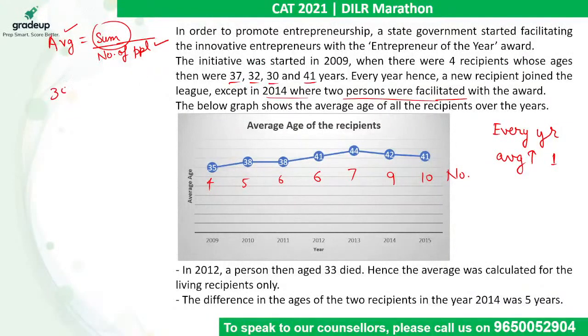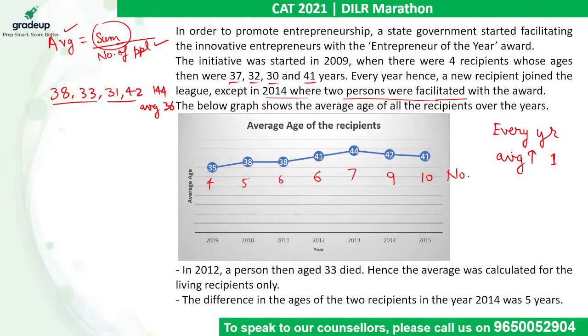Their age will not be 37, that will be 38, 33, 31 and 42, right? So you will get 73 and 71, 144. The average will be 36. So remember this thing, right? Remember this thing, that every year the average age will increase by 1.